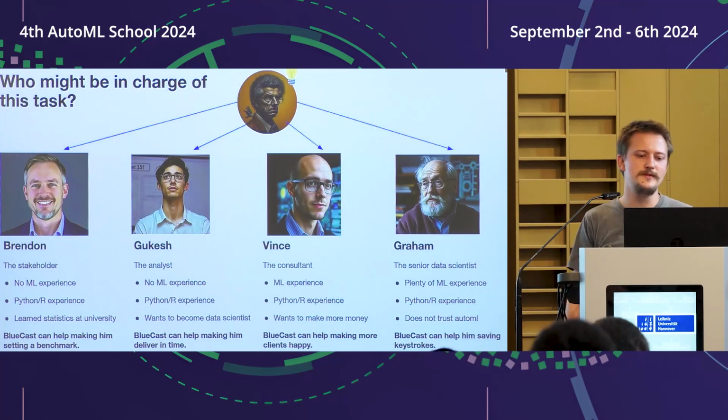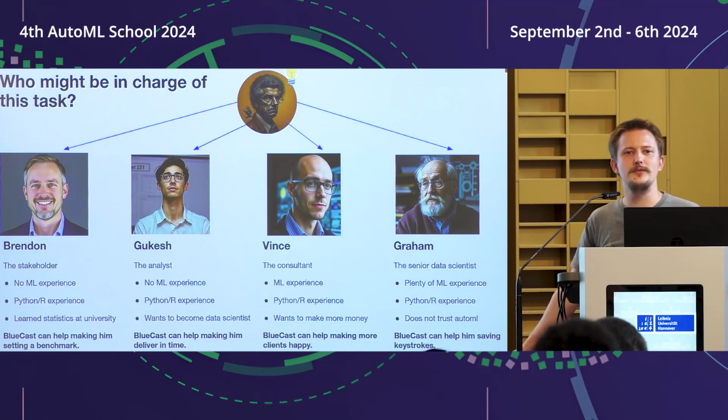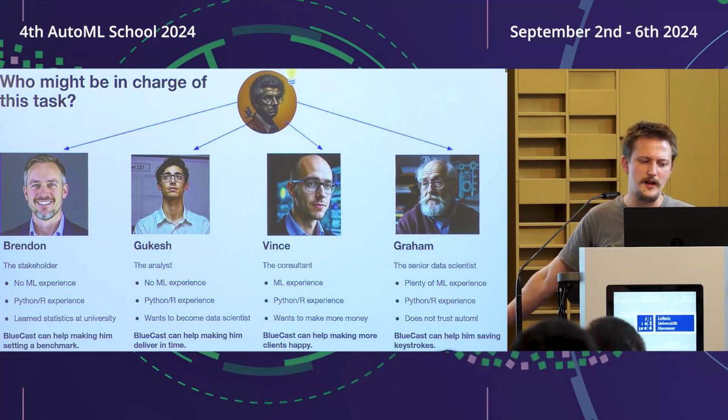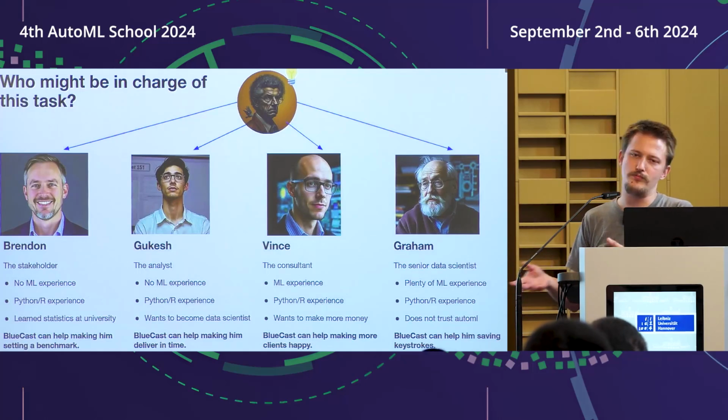And in real businesses, there are different personas. So we have the stakeholder, and usually with stakeholders, some have machine learning experience, but by far not all of them. But sometimes they had some statistics at university or have some coding experience in Python or R. So sometimes they even attempt to build their own models or draw their own conclusions by modeling something with the data they found in the business. So here, BlueCast could help by making a benchmark to compare their own solution against what BlueCast would offer.